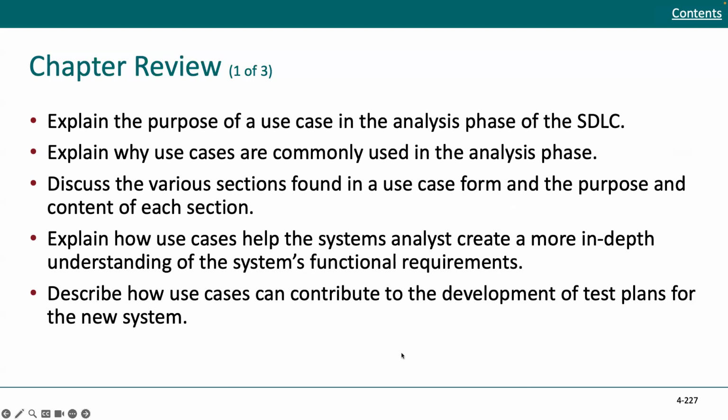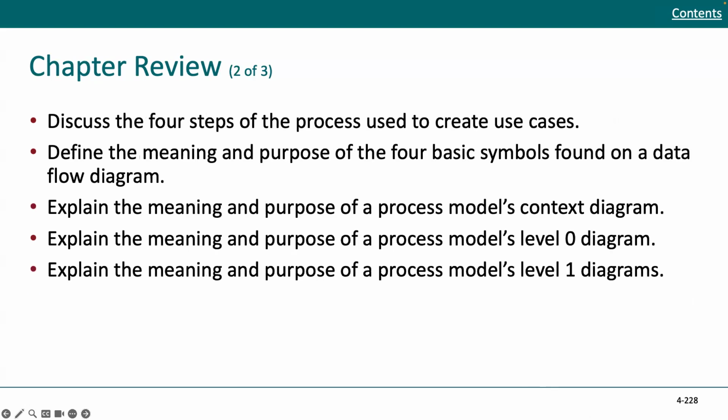Explain how use cases can help the system analyst create a more in-depth understanding of the system's functional requirements. We describe how use cases can contribute to the development of test plans for the new system. We discuss the 4 steps of the process used to create use cases. We define the meaning and purpose of the 4 basic symbols found on a data flow diagram. And then we've explained the meaning and purpose of a process model's context diagram, a process model's level 0 diagram, and a process model's level 1 diagram. We did those one at a time.